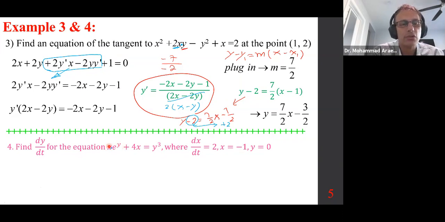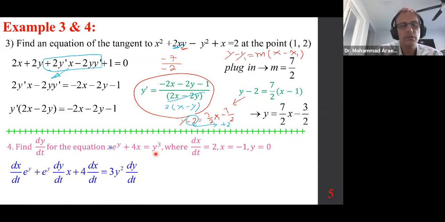And by the product rule times x. 4x gives you 4 dx/dt. y cubed gives you 3y squared dy/dt. So this is it. You're done with calculus. The rest becomes elementary algebra.